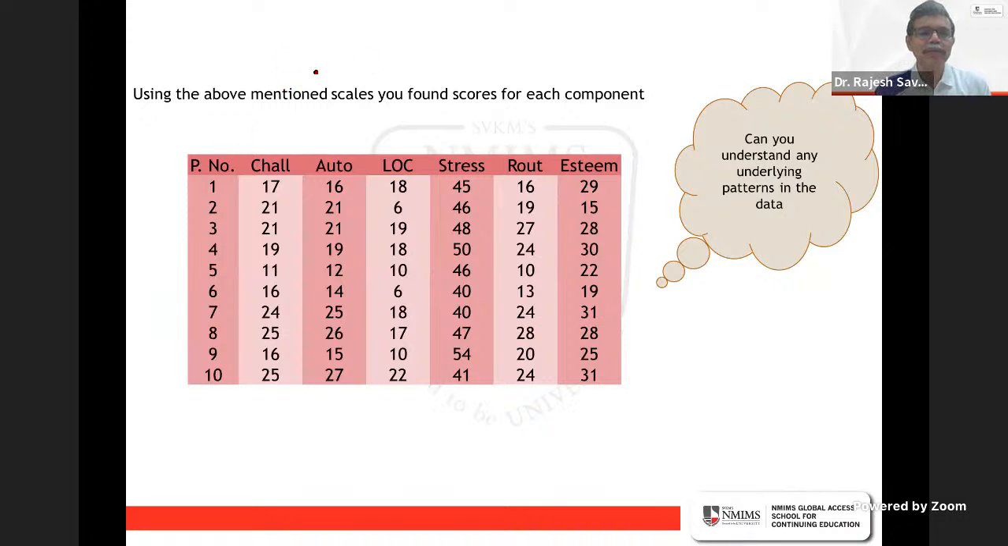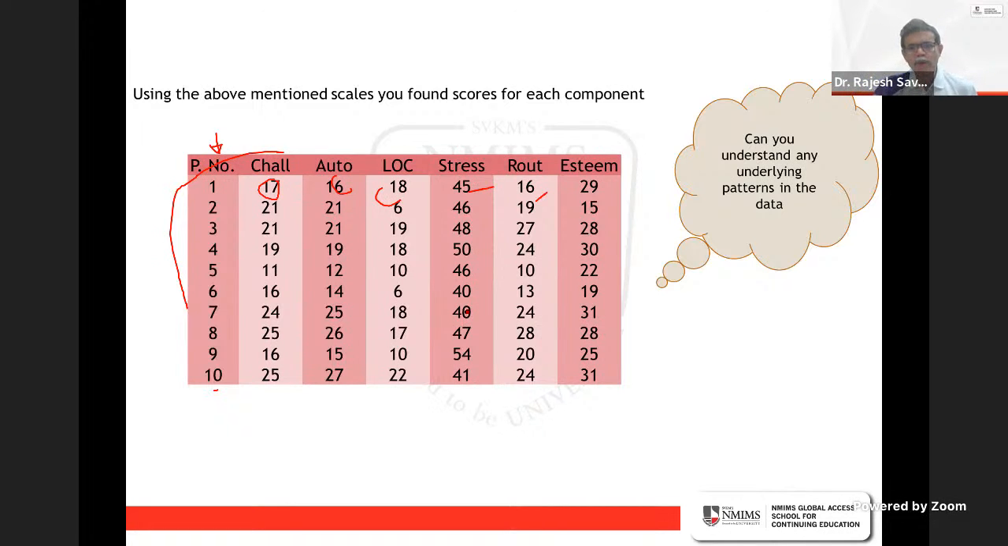Now P number stands for a passcode number. Okay. This is the score of challenge. This is autonomy. This is LOC, stress. Now stress is high because the number of items in that test are high. So that doesn't mean that stress is high. Then you have routine and self-esteem. But just by looking at this, of course, 10 items are there, but that doesn't mean that they are highly correlated. We won't be able to understand whether they are correlated or not.